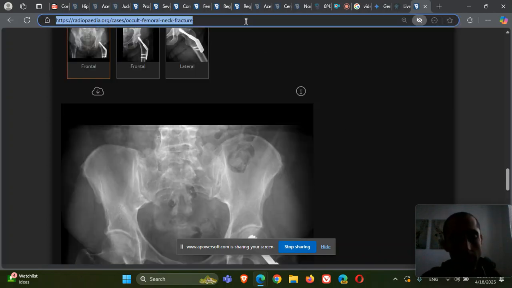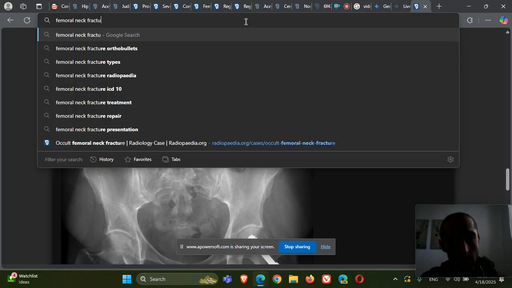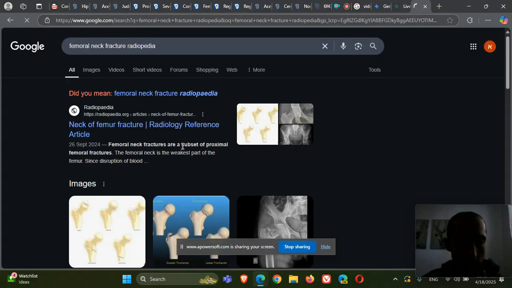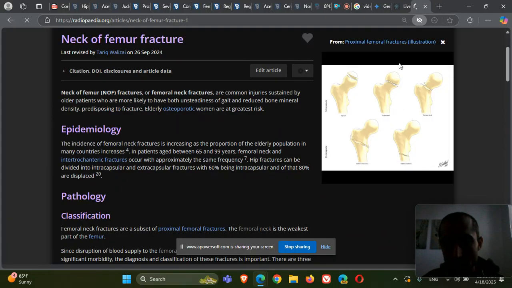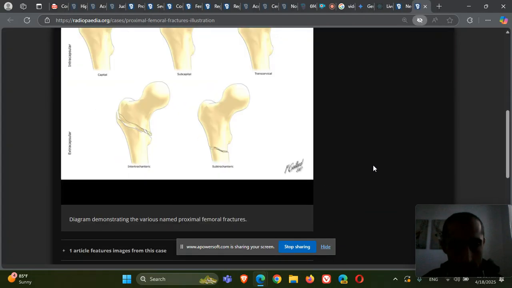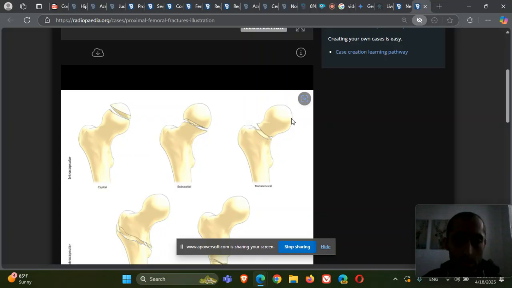So now let's look a little bit at the femoral neck fracture more closely. Okay, remember the intertrochanteric part of it. I'm not going into the transcervical and everything, but we have the intertrochanteric fractures and the subtrochanteric fractures, which are extracapsular, and capital, subcapital, and transcervical. Let's call it just head or neck of the femur fractures, which are intracapsular.